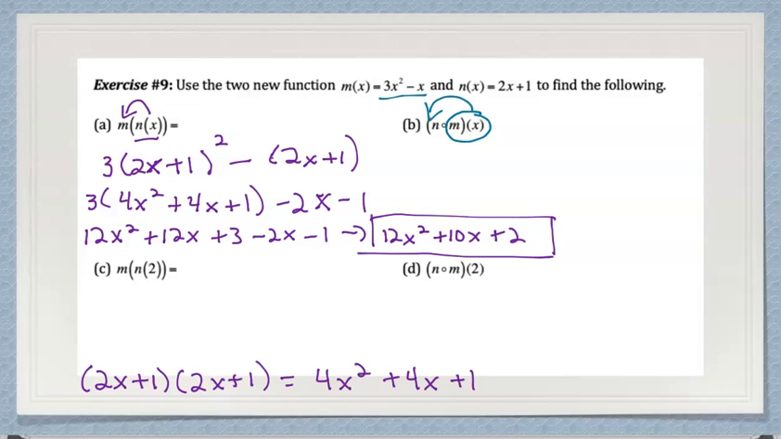So m of x is 3x squared minus x, and that is going to be my new input. So this is going to be 2 times 3x squared minus x plus 1. This ends up being 6x squared minus 2x plus 1.